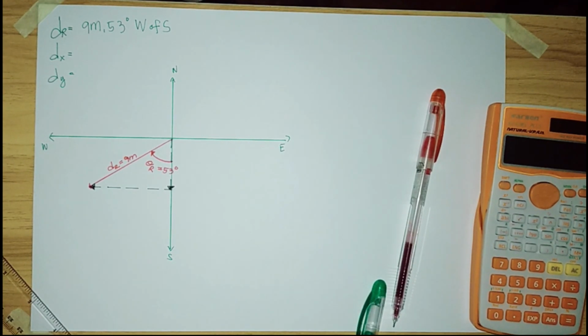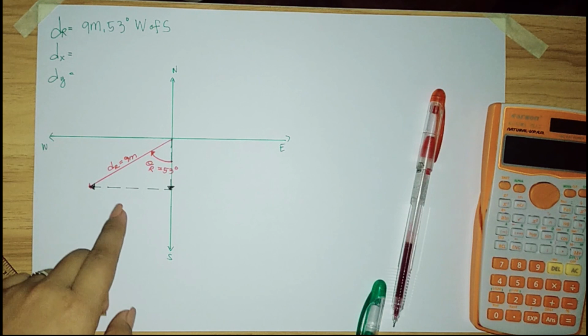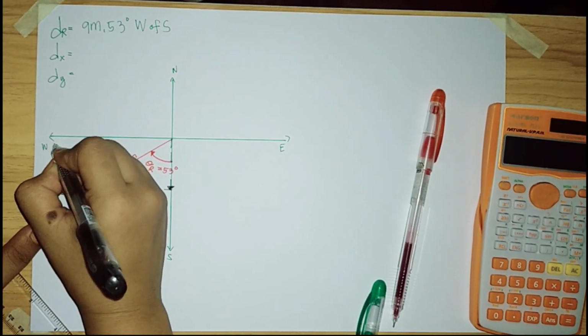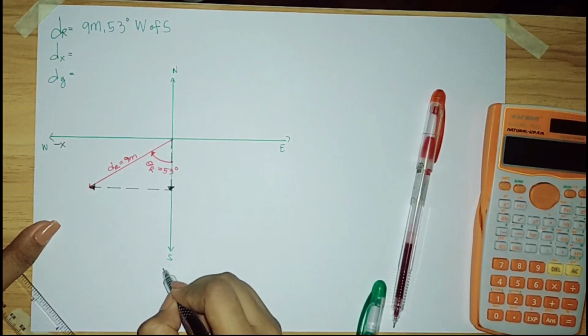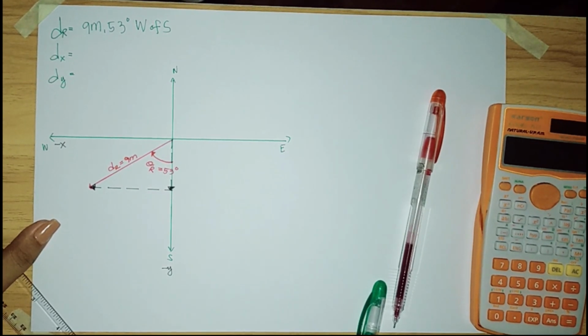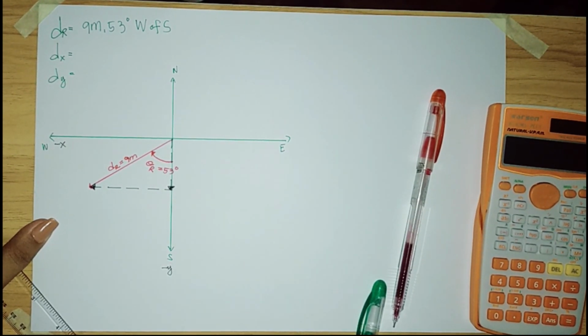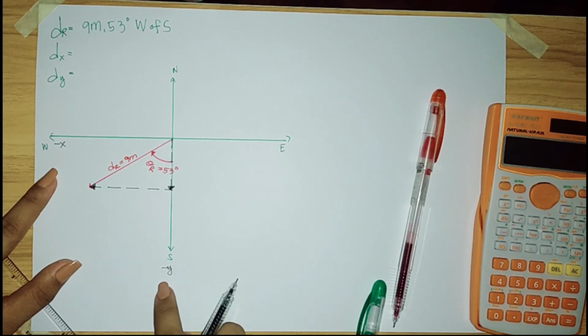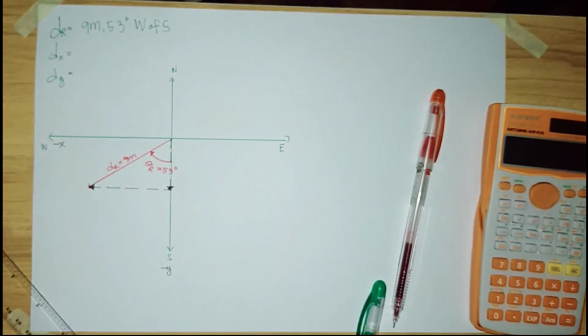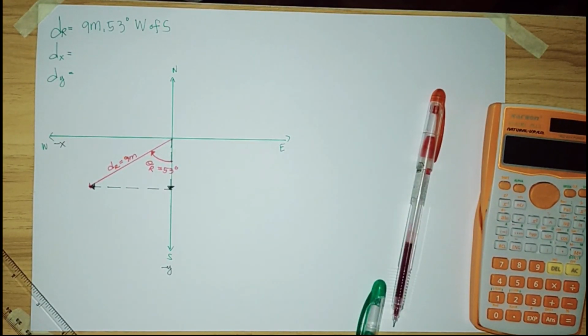There it is. Now, take note that our vector here is located on the negative x and the negative y axis. So later on, as we solve for our x and y values, they should have negative signs. Later, we will add them up. Okay, so let's solve.